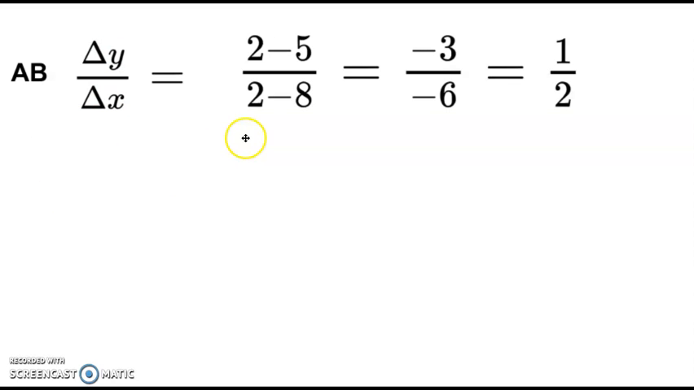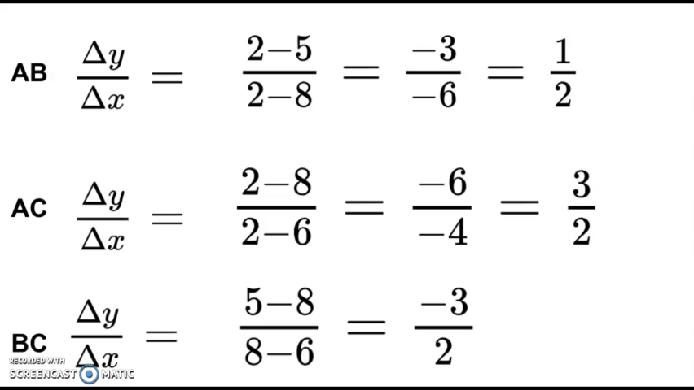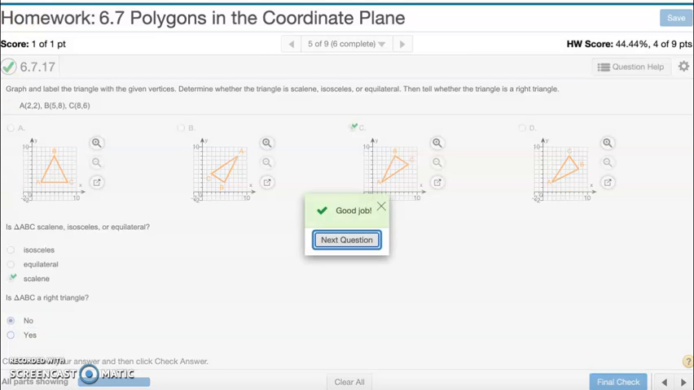So substituting in the coordinates of A and B, we end up getting 1/2 for the slope. For the slope of AC, substitute in the coordinates of A and C, and we end up getting a slope of 3 over 2. For the slope of BC, again, change of y over change of x, put in the coordinates of B and C, we get -3 over 2. None of these are opposite reciprocals, so we're going to say it's not a right triangle. So we're going to say no, and that's number 5.